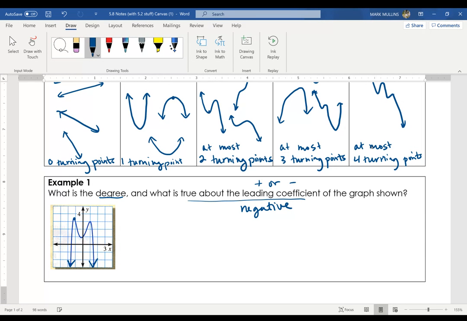And I have 1, 2, 3 turning points. So if I look at a graph that's degree 4, it's at most 3 turning points. That's probably what it is. So we'll write degree 4. And it's negative.